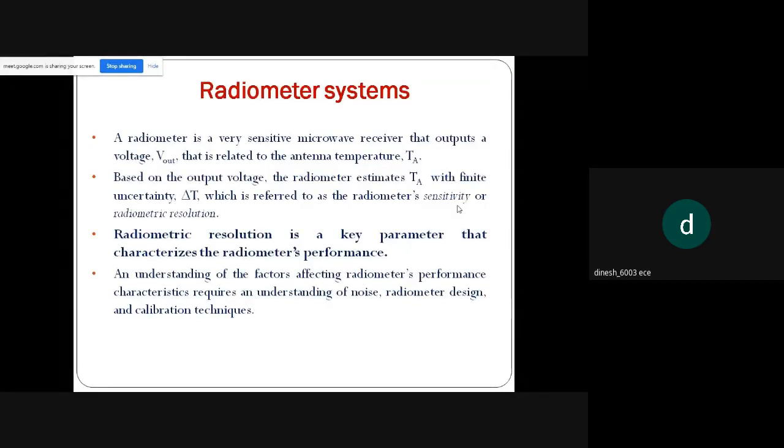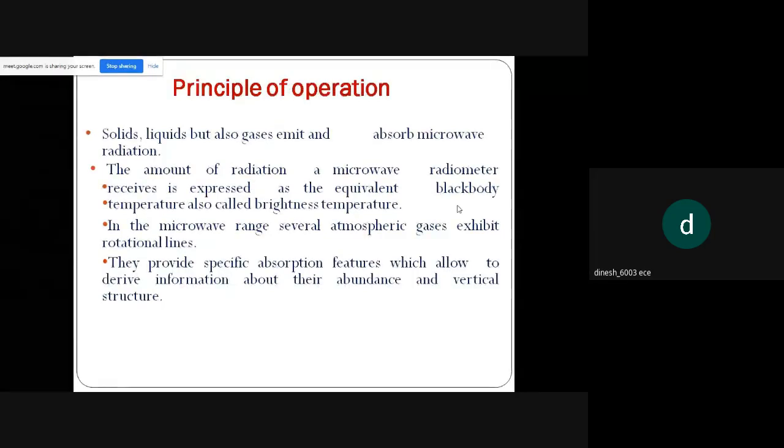Understanding the factors that affect the radiometer's performance requires an understanding of noise, radiometer design, and calibration techniques. The principle of operation is that solids, liquids, and gases emit and absorb microwave radiation. The amount of radiation a microwave radiometer receives is expressed as the equivalent black body temperature, which is called the brightness temperature.